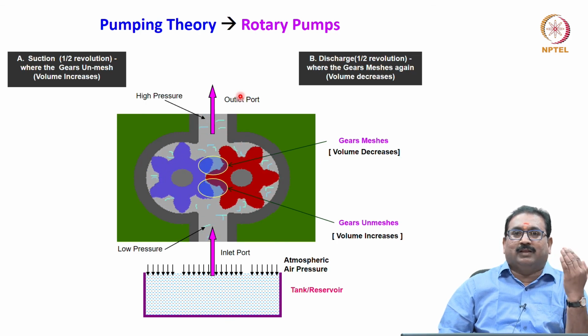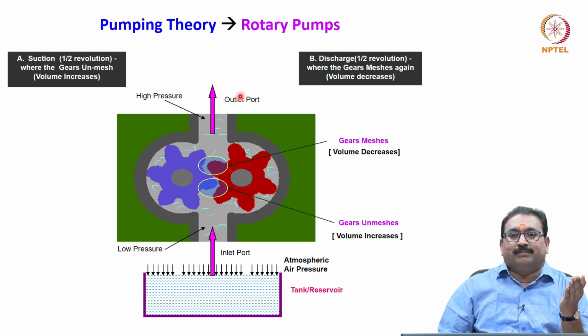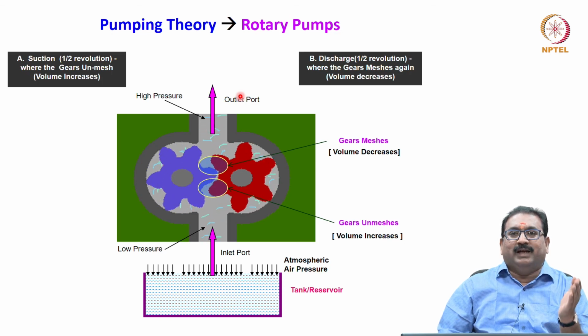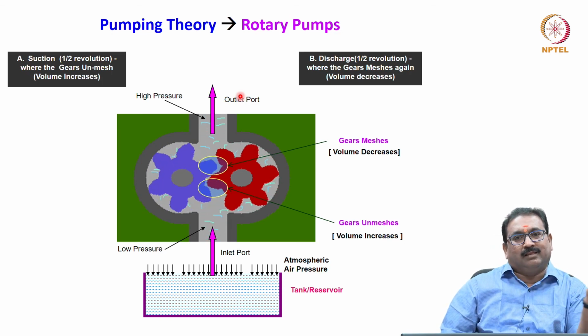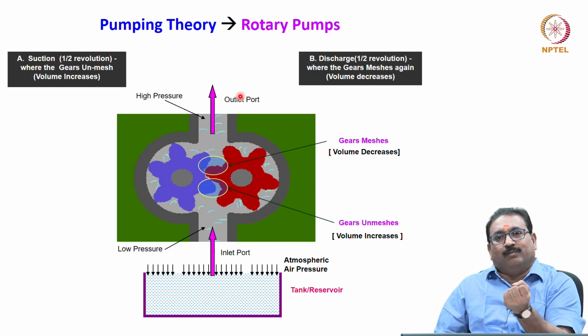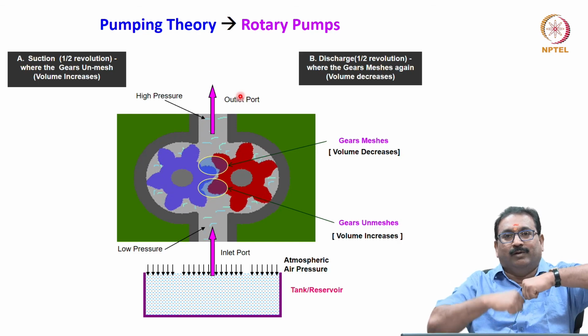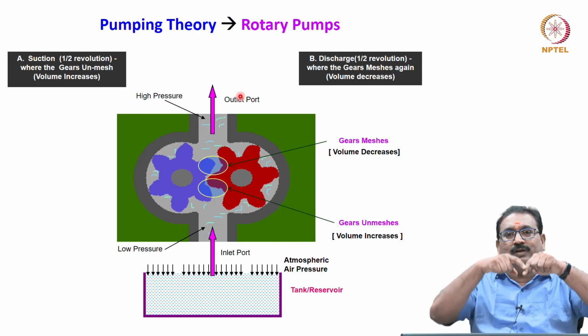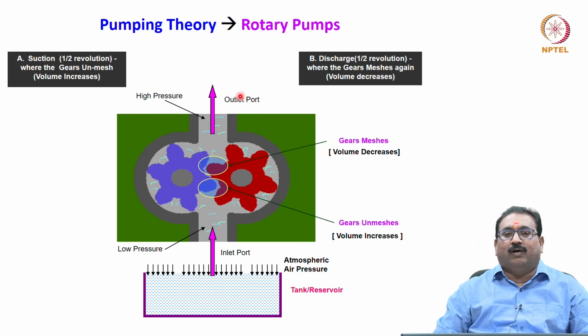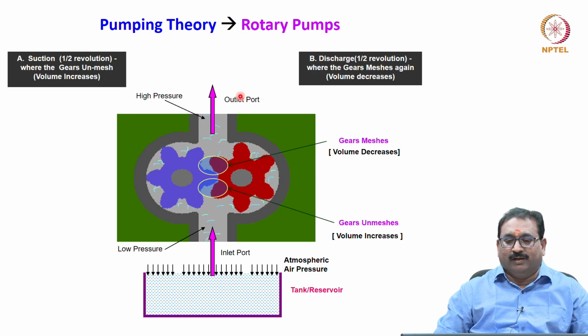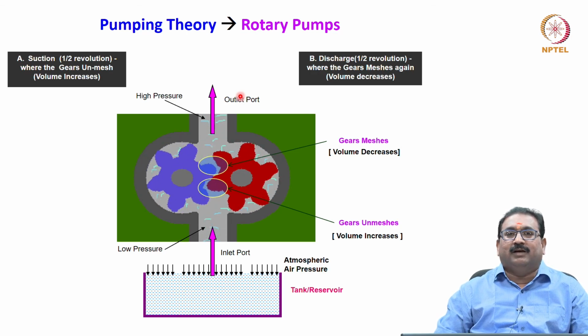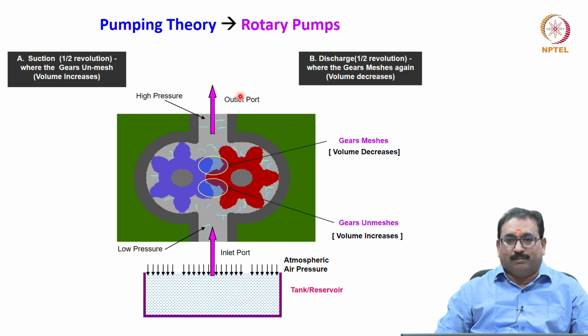In the previous slide you saw the reciprocating pump: one complete cycle means half a cycle it sucks the fluid, another half cycle it pushes the fluid out. Similarly here, in half the rotation fluid will be sucked, in another half revolution it will discharge the fluid out of the tank. This is very important in hydrostatic pumps.